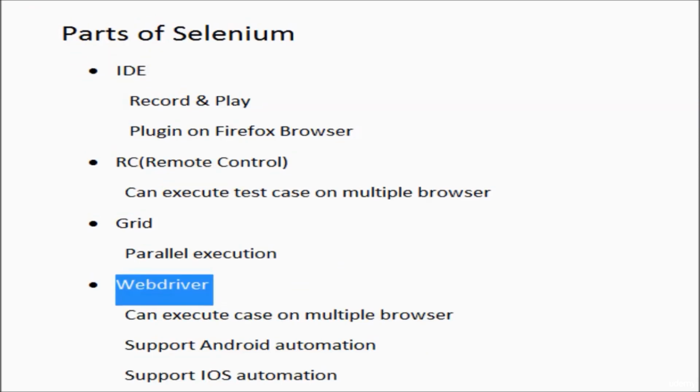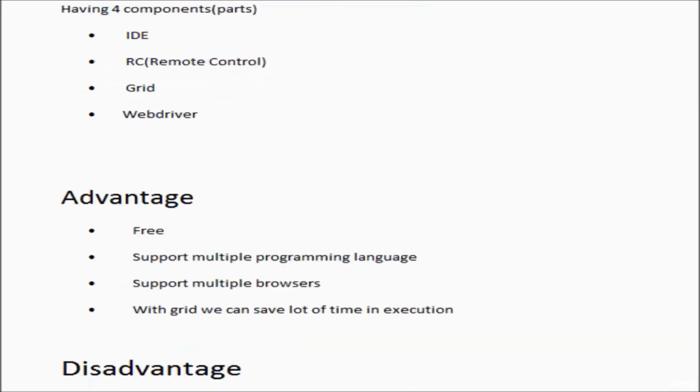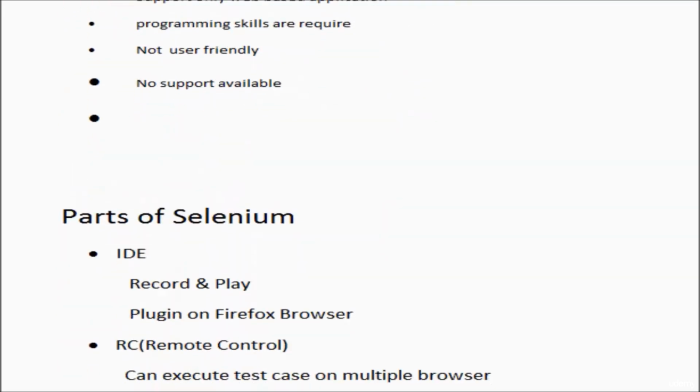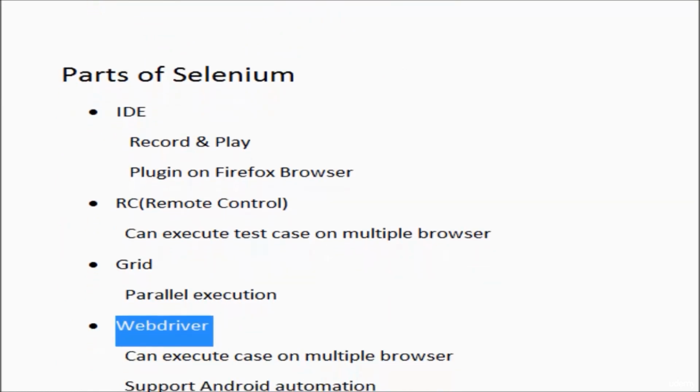So in this session, we have seen four topics: what is Selenium, advantages of Selenium, disadvantages of Selenium, and then components or parts of Selenium. So that's all we have for this session.